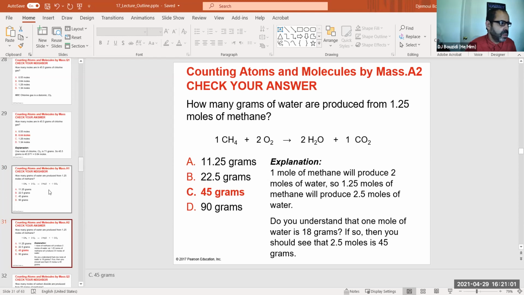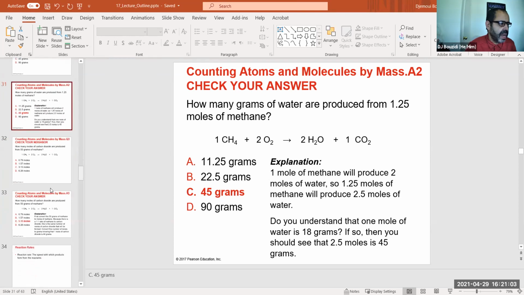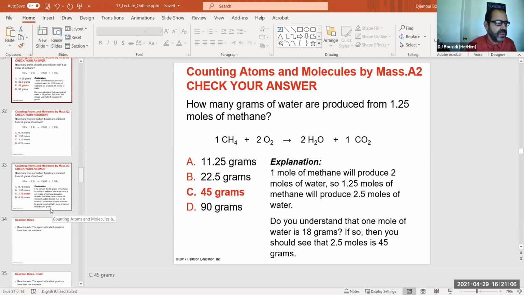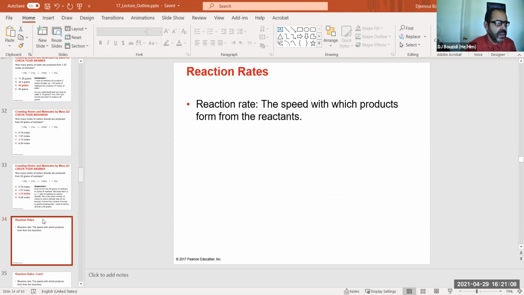Okay. So these are some of the examples that you might be asked during the exam. So please review these questions and you should be able to solve them. If you have any difficulty, please let me know, okay?